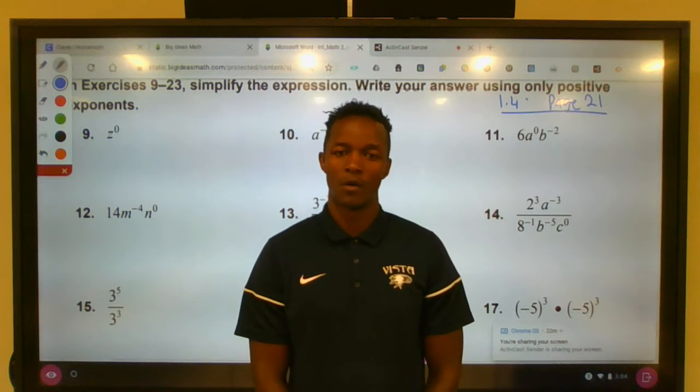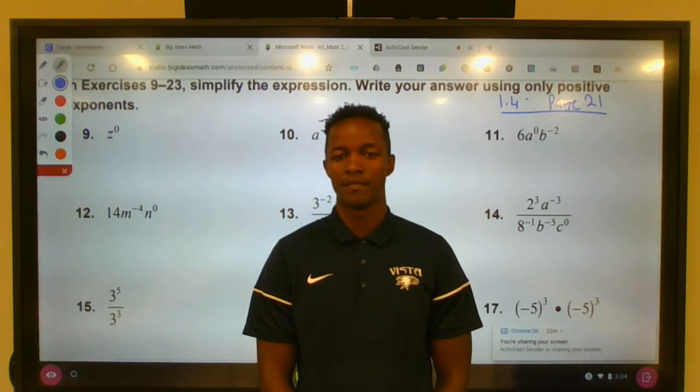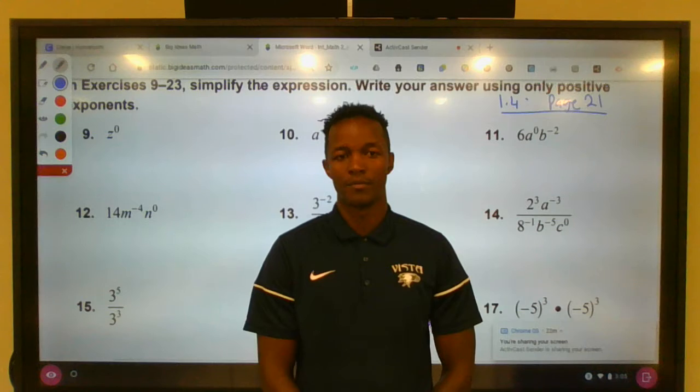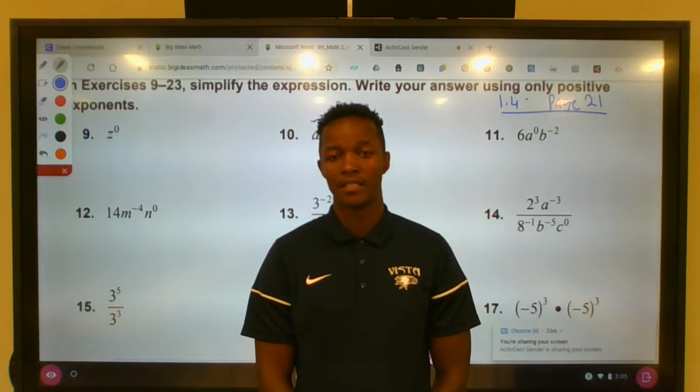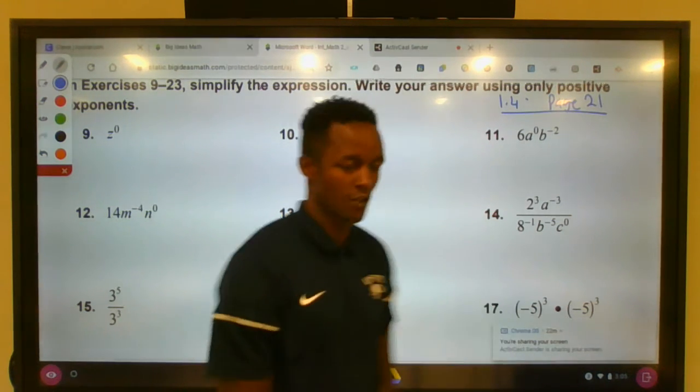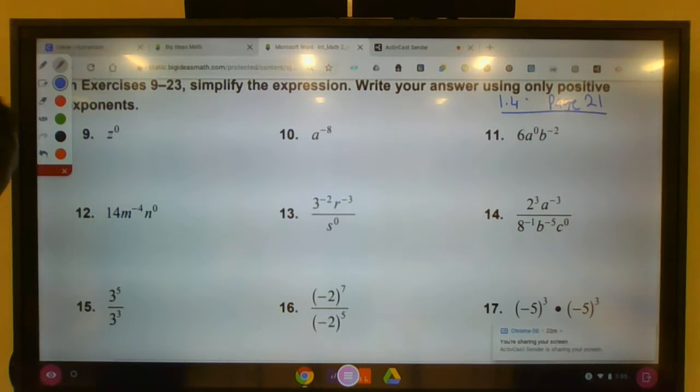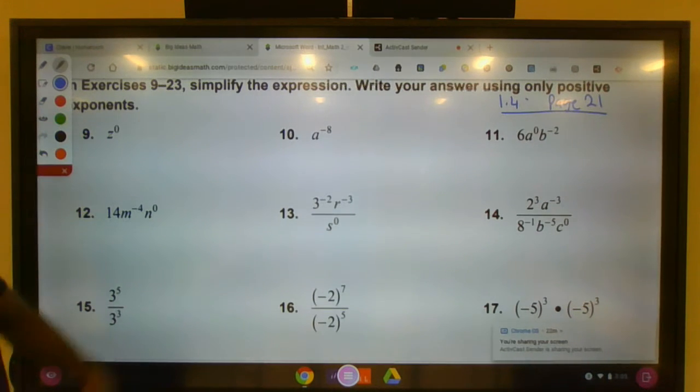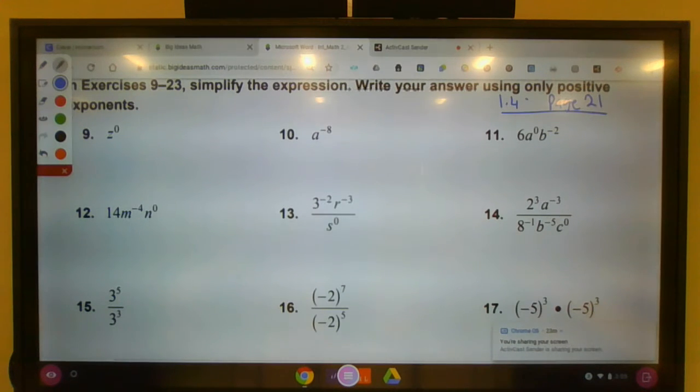Be looking at chapter 1, section 4, properties of exponents. Practice problems in your student workbook on page 21. Let's get started. All right, so I'm starting with number 9 here. And the instruction here is just to simplify the expression, write your answer using only positive exponents.